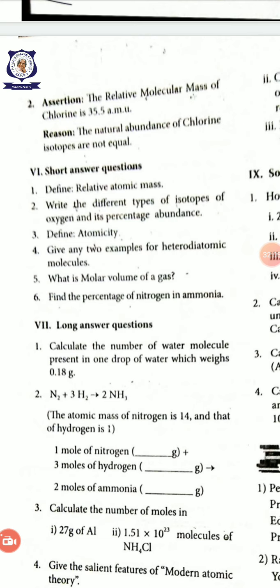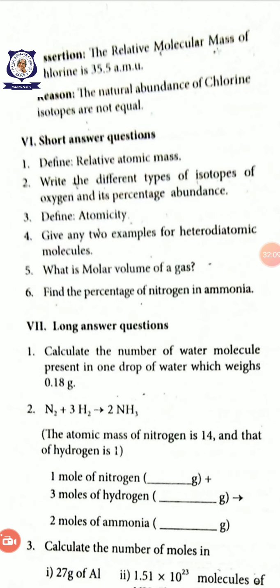Then short answers. Define relative atomic mass. It is the ratio between the mass of any atom of any element and 1 by 12 part of a carbon 12 atom. Then write the different types of isotopes of oxygen and their percentage abundance. It is already given in the PDF, in the first part on atoms and molecules. Refer to the answer. Define atomicity. Number of atoms present in a molecule is called atomicity of the element.